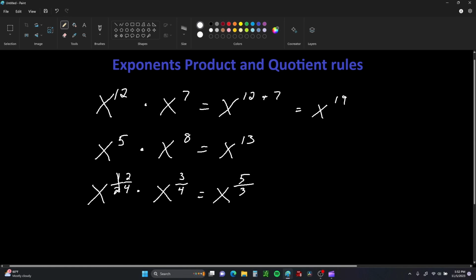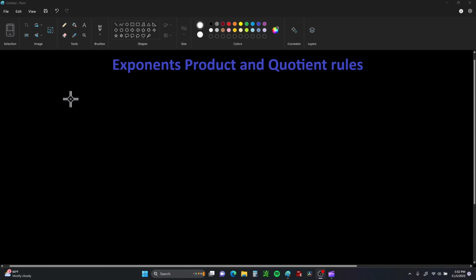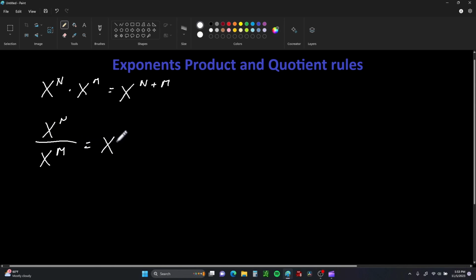Now we'll take a look at dividing. If we're dividing, it's the exact opposite. I'll write the product rule up here, so this is x to the n times x to the m is x to the n plus m. I'm adding the exponents. Well, this is for multiplication. For division, it would be x to the n, and I'll write it as a fraction, x to the n divided by x to the m. This time we'll subtract the exponents, so it'd be x to the n minus m power. And we'll look at a few examples of that.